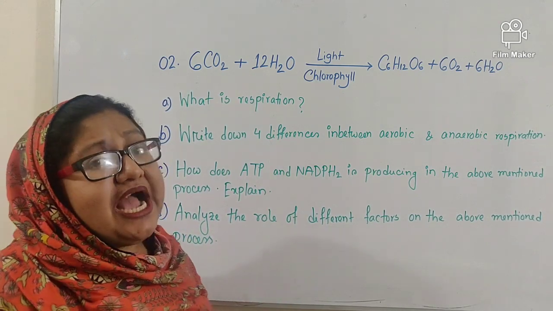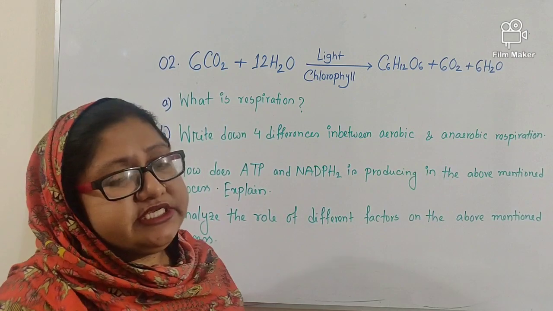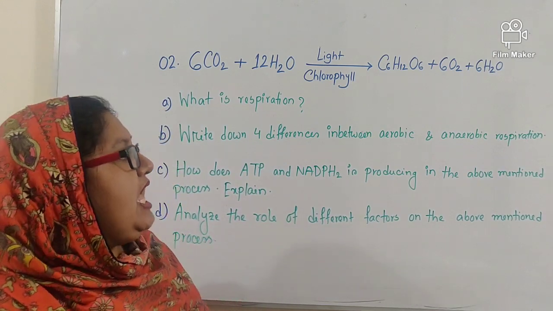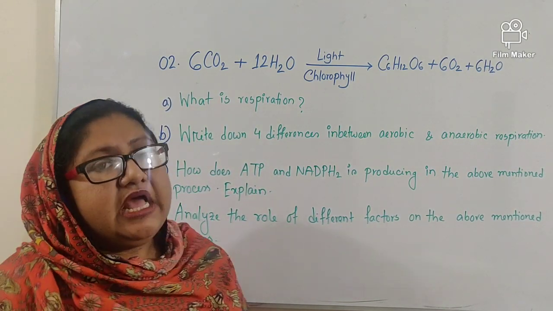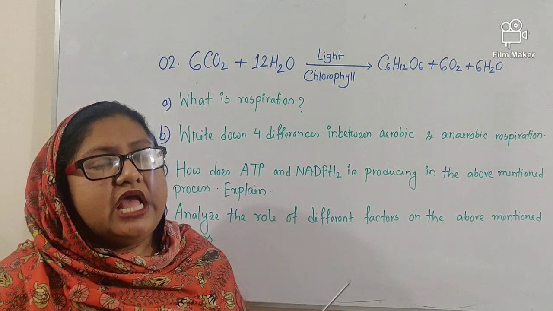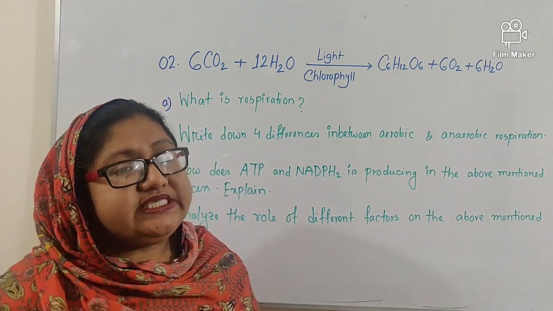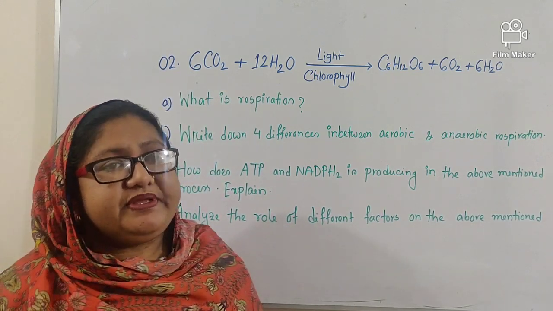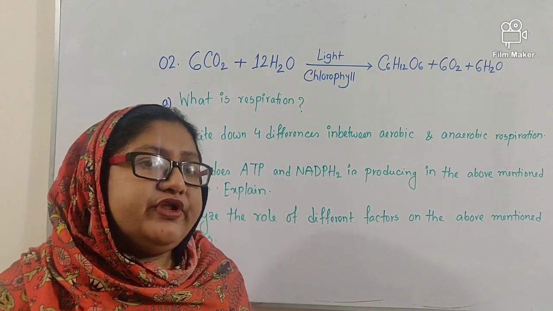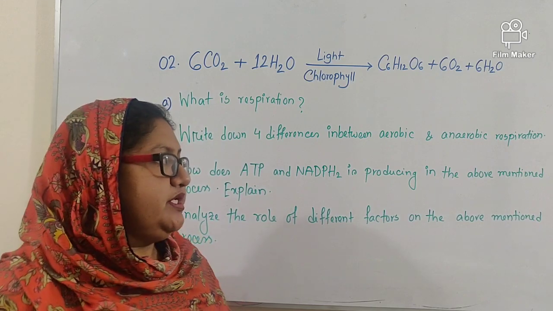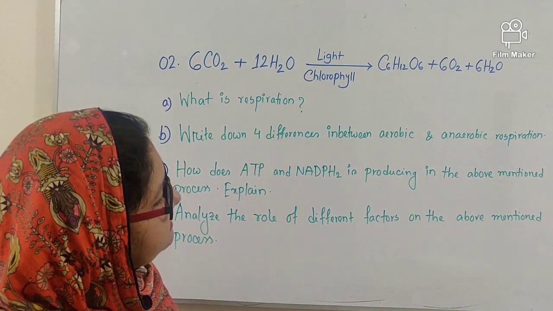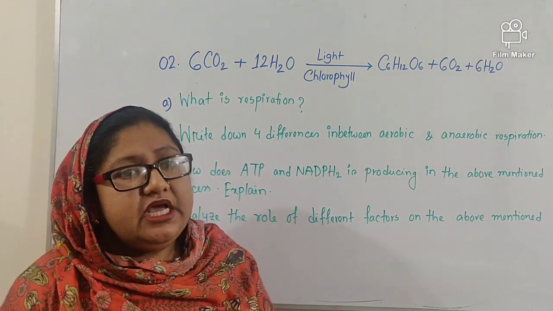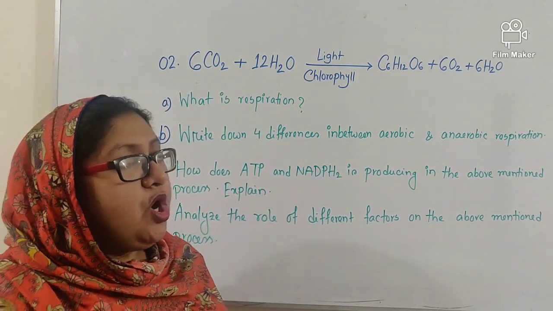Aerobic respiration takes place in higher organisms, and anaerobic respiration takes place in some lower organisms such as bacteria, yeast, etc. Then, in case of aerobic respiration, the amount of energy is higher, that is 38 ATP or 686 kilocalorie energy. In case of anaerobic respiration, 2 ATP is produced, or the amount of energy is 56 kilocalorie energy. Then, in case of aerobic respiration, the product is 38 ATP, 6 molecules of carbon dioxide and 6 molecules of water.